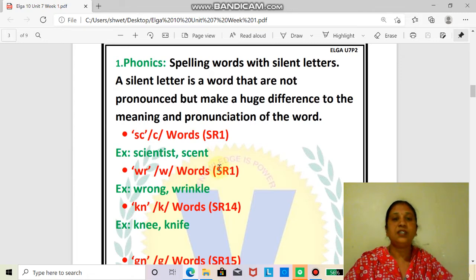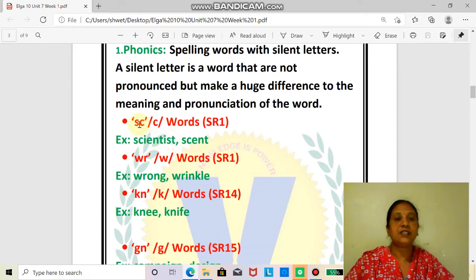Now let us see the spellings of words with silent letters. A silent letter is a letter that is not pronounced but makes a huge difference to the meaning and pronunciation of the word. Let us see some examples of silent letter words. First, the silent C words. When S and C come together, then C is silent.